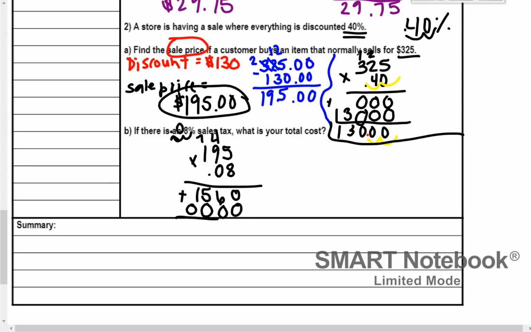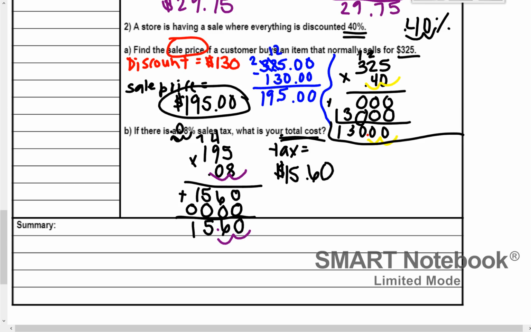Now I'm going to run into my summary a little bit. 0 plus 0, 0. 6 plus 0, 6. 5 plus 0, 5. 1 plus 0, 1. Alright. Now we add in our decimal. 1, 2. There's none up here. 1, 2. We have a discount, or sorry, a tax of $15.60. Okay, but it asks what your total cost is.